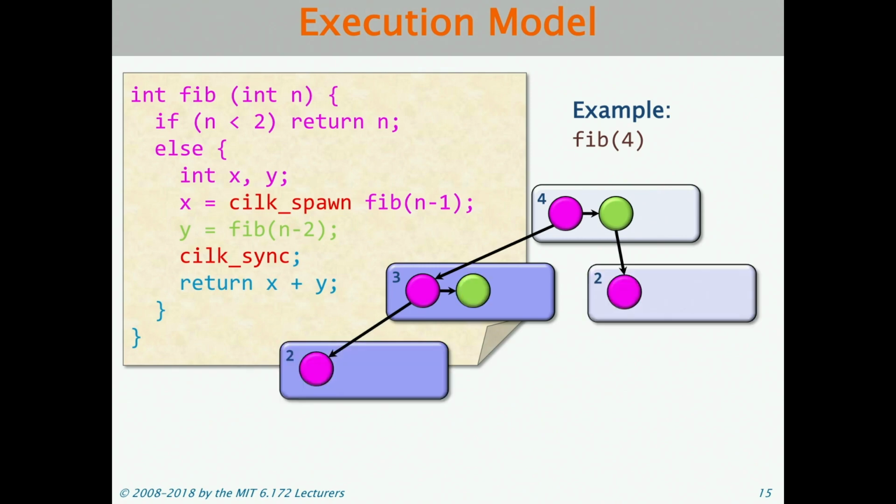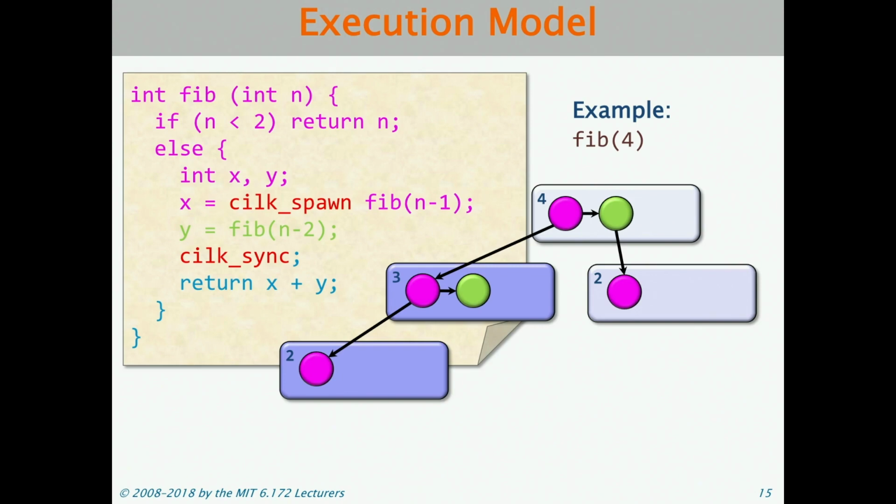OK. Now I can unfold this computation graph one more step. So we see that fib of 3 is going to call fib of 2. So I created another node here. And here, the green node here, which corresponds to this green line of code, it's also going to make a function call. It's going to call fib of 2. And that's also going to create a new node.